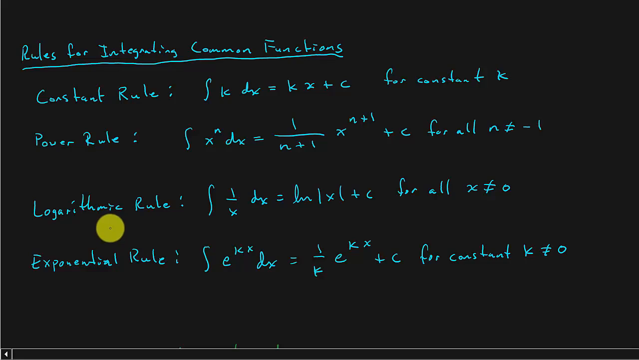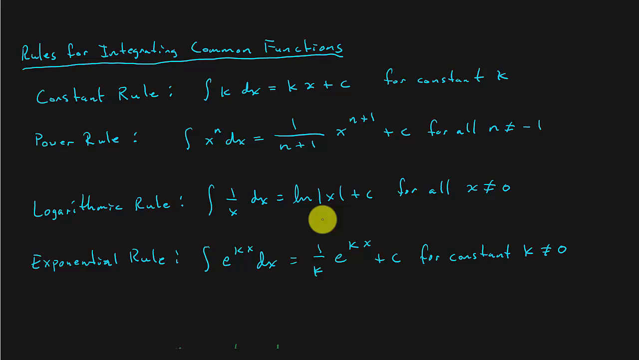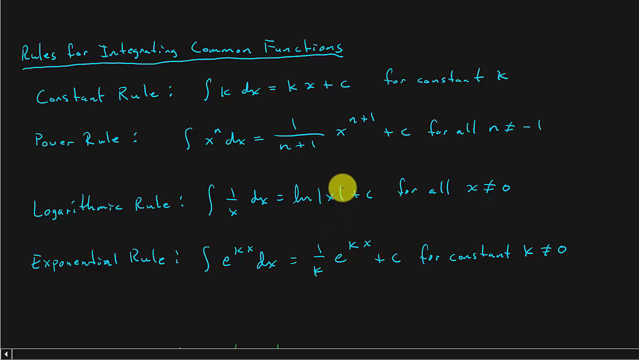And then we have the logarithmic rule. If you integrate 1 over x dx, that's the natural log of the absolute value of x plus c. And of course, x cannot be 0 because you can't take the log of 0. Also, if you remember, you cannot take the log of a negative number, and that's why we put the absolute values. So don't forget to put your absolute value there so we can make sure that x is positive.